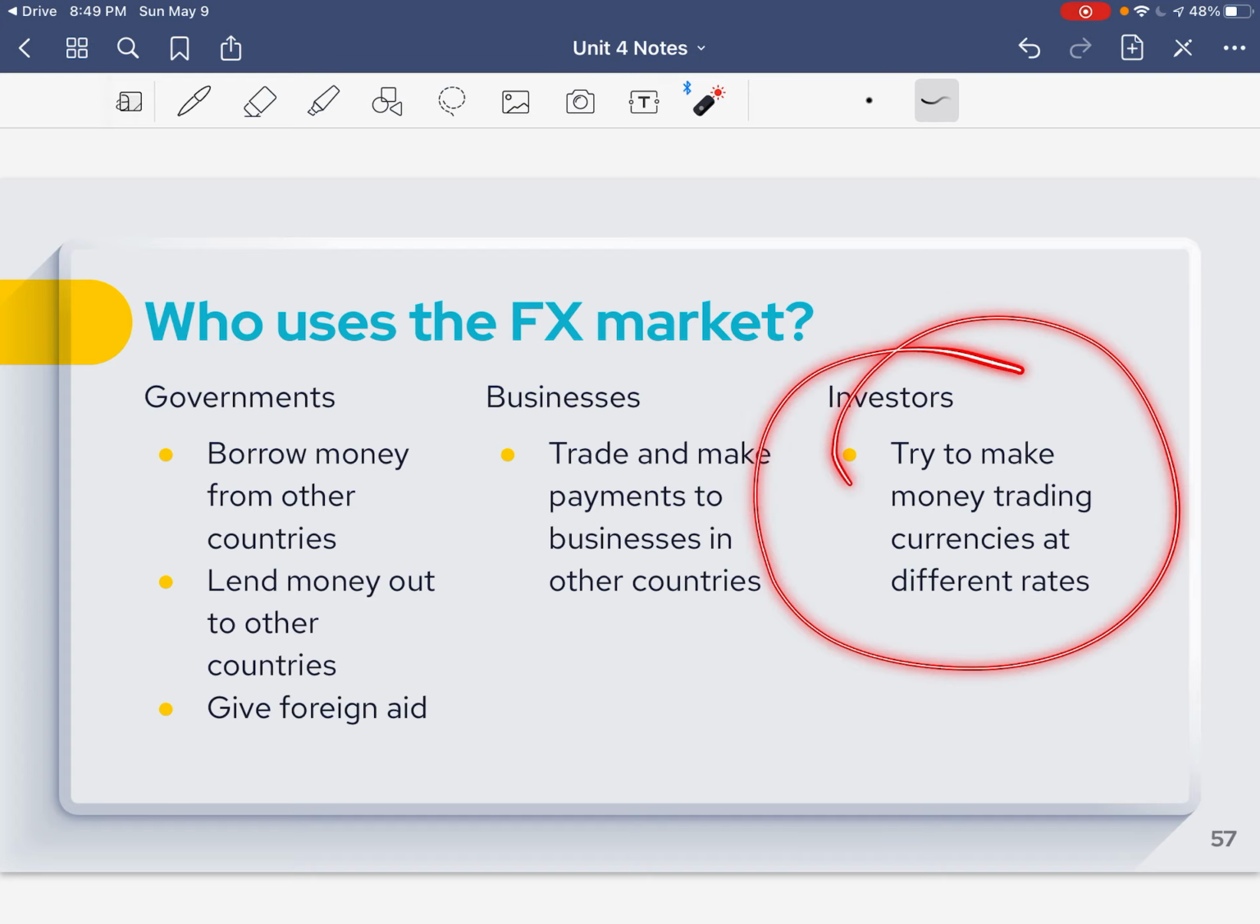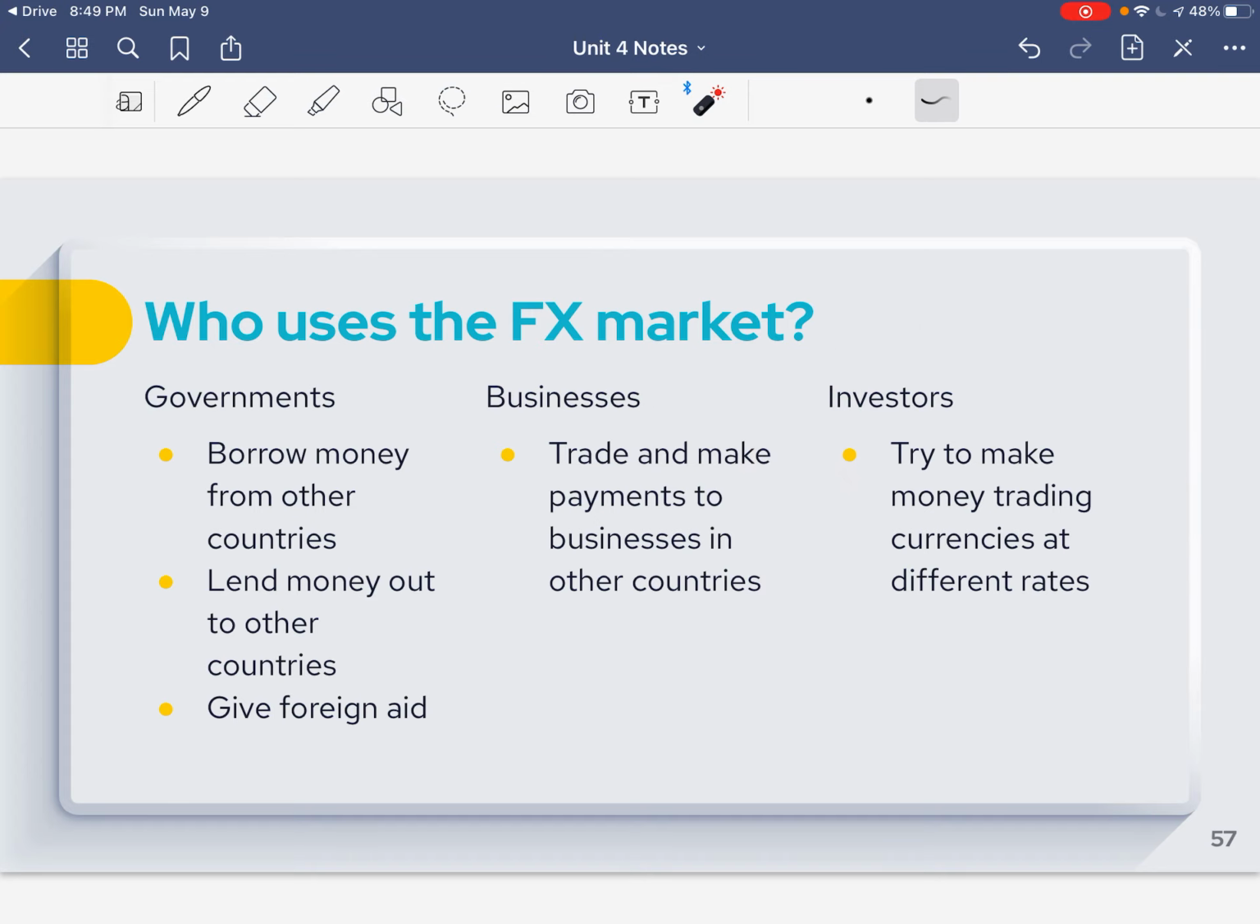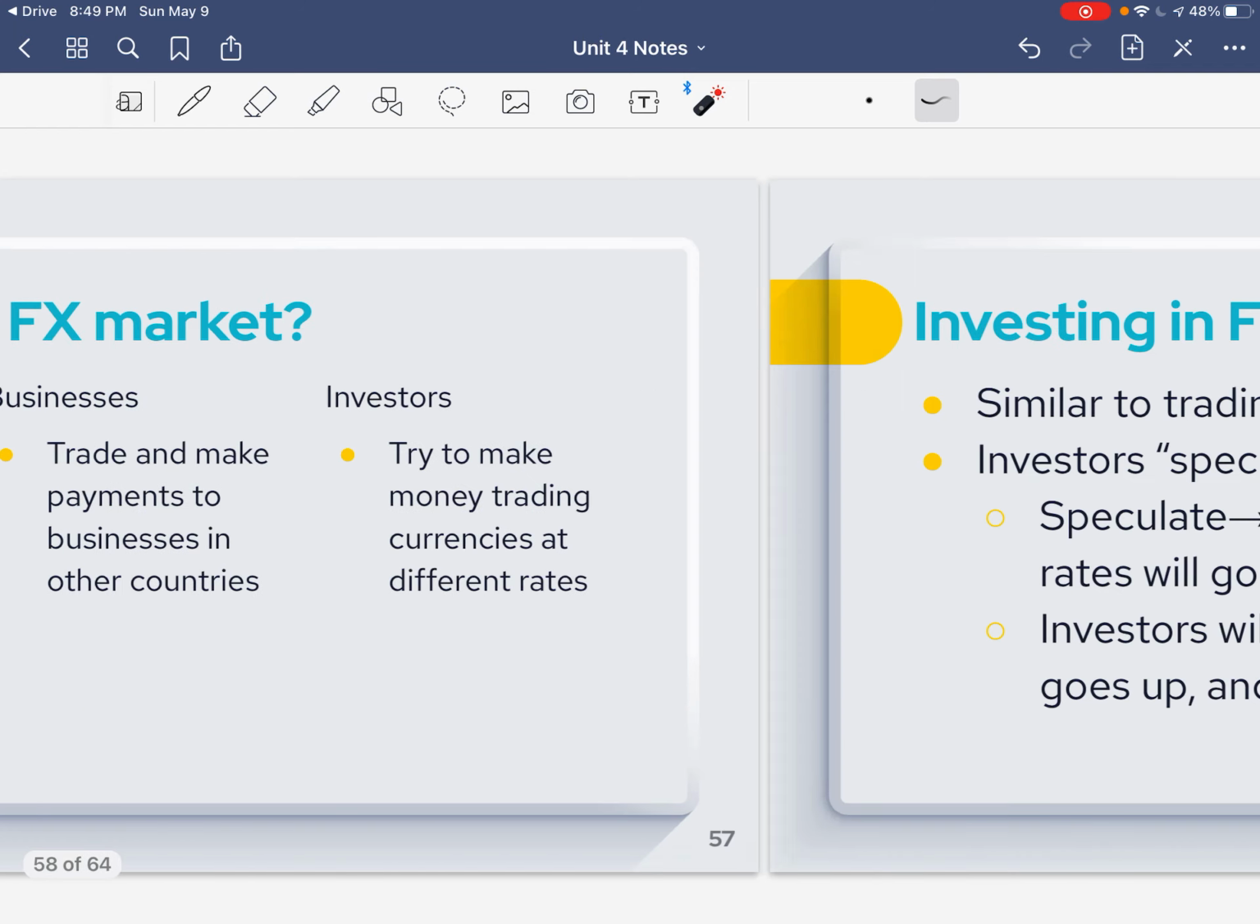And finally, investors. And this one's just like a side note. It's not important. You don't need to know it for the test, but investors invest in the foreign exchange market just like they invest in the stock market. So they try to make money trading currencies at different rates. So they'll buy a depreciated currency, a currency that's not worth a lot, and then try and sell it when it has appreciated in order to make money, just like the stock market. People invest in the stock market. They buy stocks when they're not worth much and hold on to them until they're worth more, and then they sell them. Same thing, except they're trading currency pairs and not stocks, which is difficult to wrap our mind around.